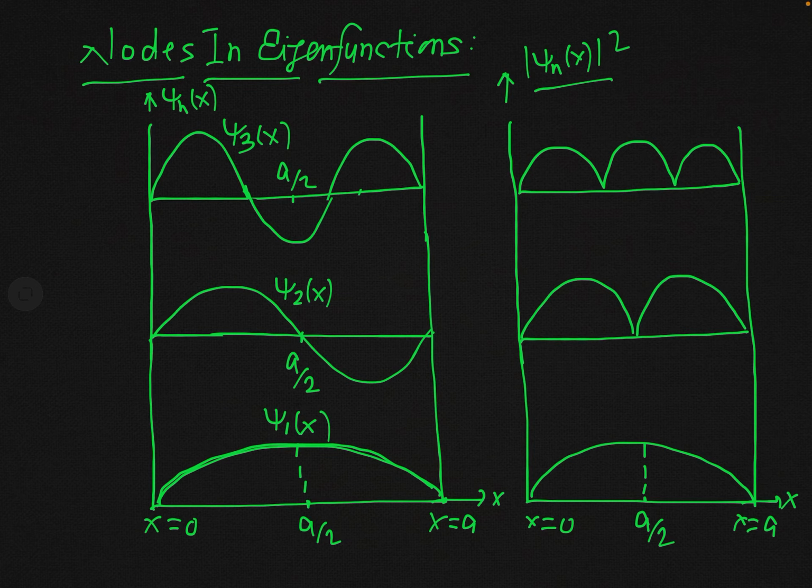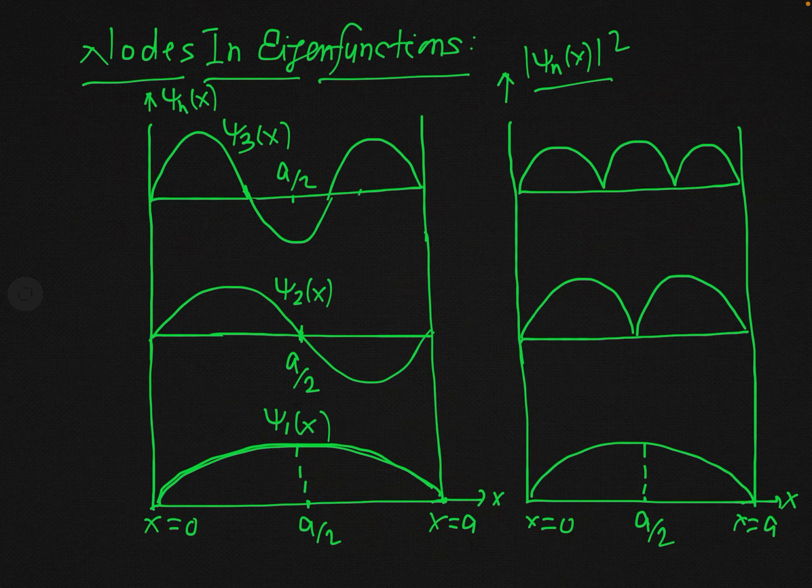In fact, in all states, either ground state or all excited states, these 2 points, x equal to 0 and x equal to a, are nodal points. Except these 2 nodal points, in ground state there are no other nodes. But in first excited state, you can see that at x equal to a by 2 the eigenfunction is 0. So x equal to a by 2 is a nodal point in case of the first excited state.